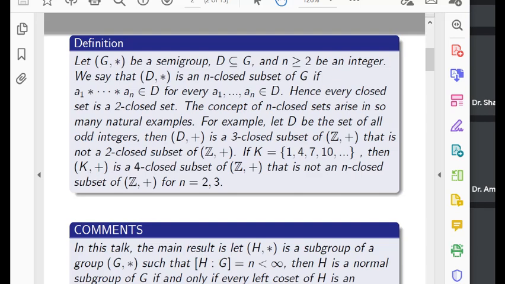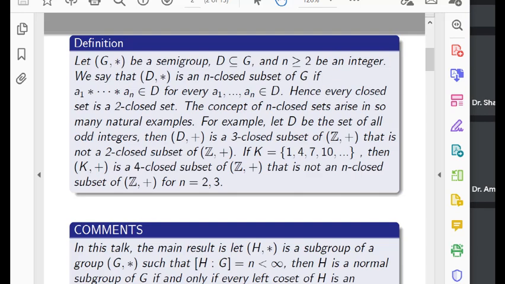So definitely, whenever we mention D is closed, the natural way to define it is that whenever you have a and b in the group, then you have a star b in D. So definitely a closed set. Now using this definition, you call them n closed sets. But let's look at this concept here.